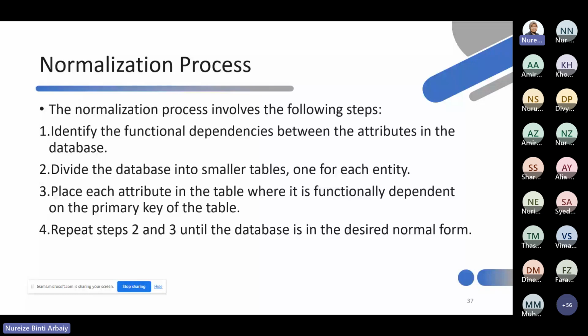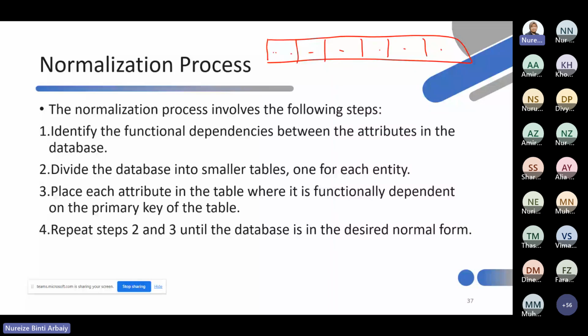That means you are required to identify a new primary key for the newly created table, and then repeat steps 2 and 3 until the database is in the desired normal form. In the previous lecture, remember that I gave you this kind of example where they put almost every piece of information in this table. In their database structure, they only have one single table.